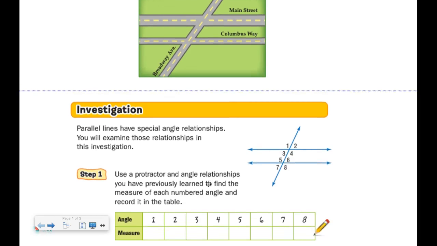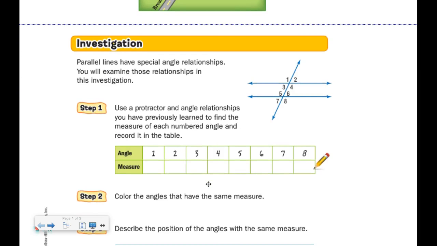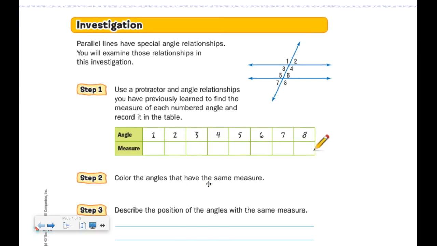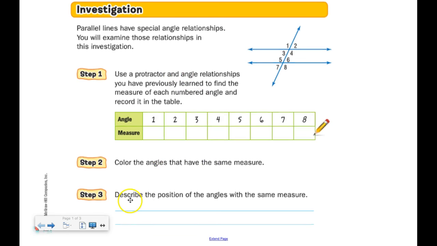So if you look down to the beginning of the investigation, parallel lines have special angle relationships. You will examine those relationships in this investigation. So let's have a look. Step 1, use a protractor and angle relationships you have previously learned to find the measure of each numbered angle and record it in the table. So what I would like you to do is take your protractor or angle wheel that you've been given, and let's start by measuring angle 1.